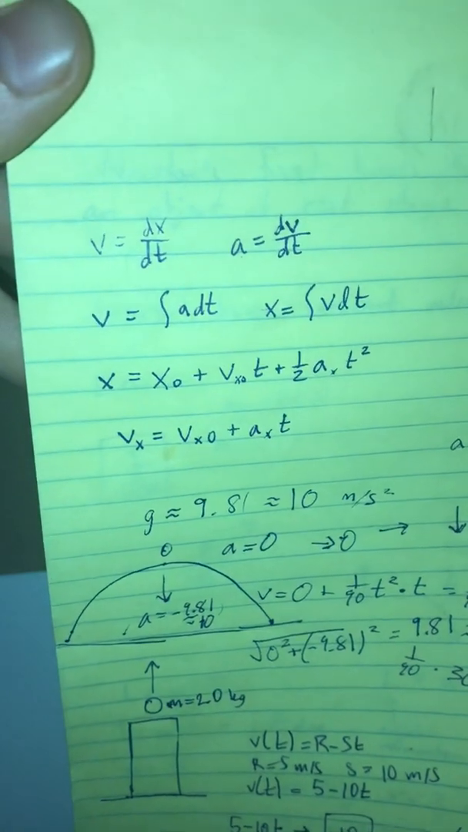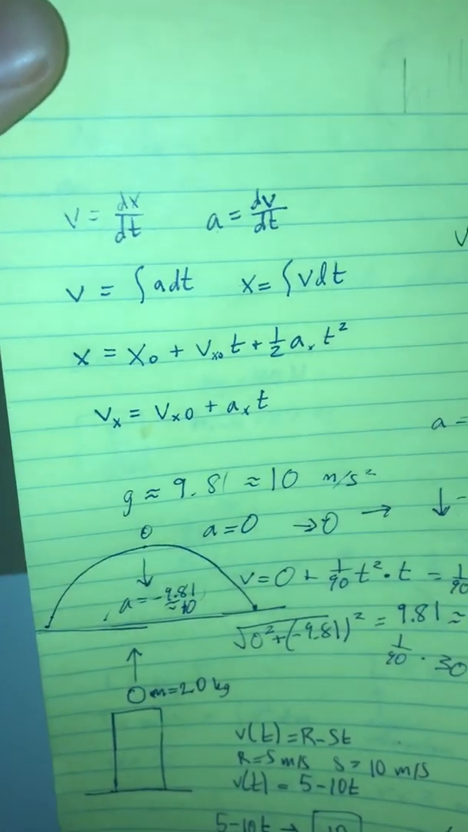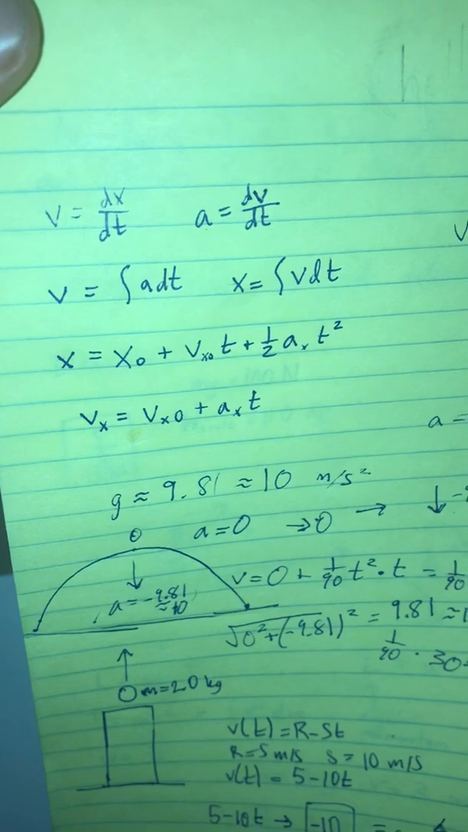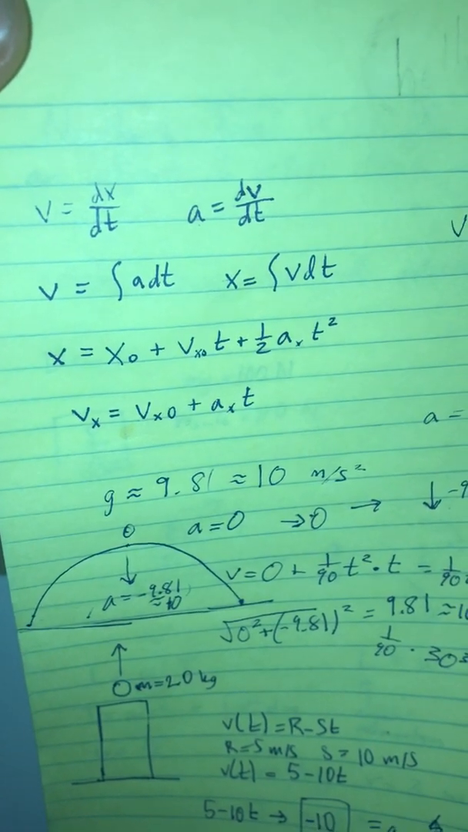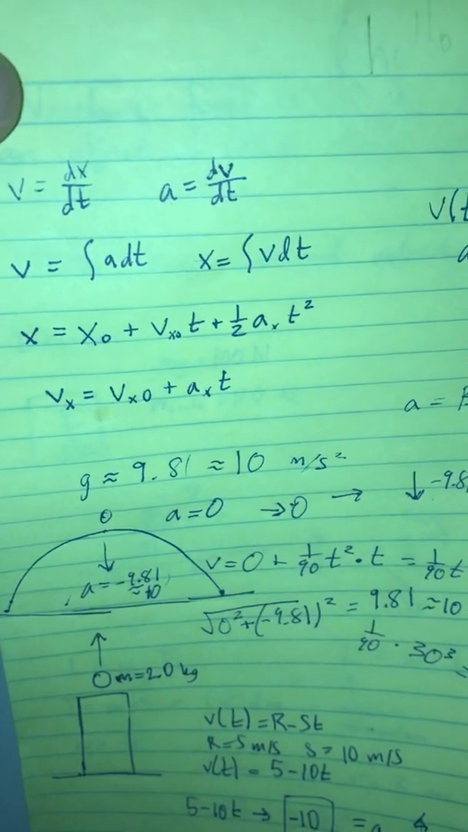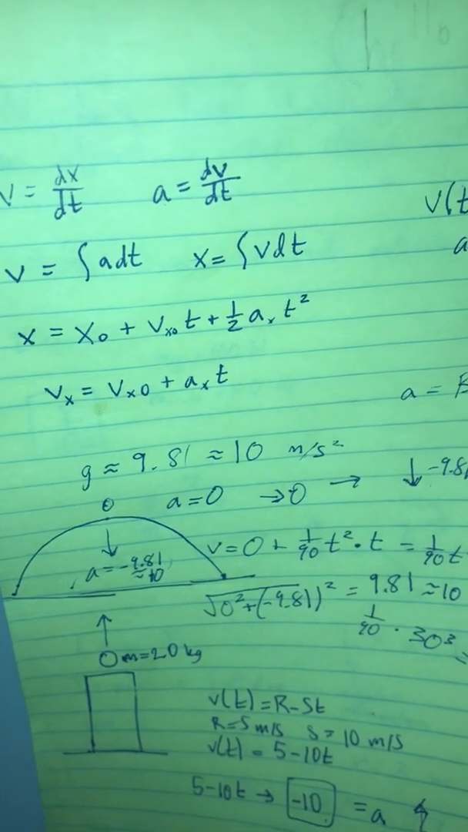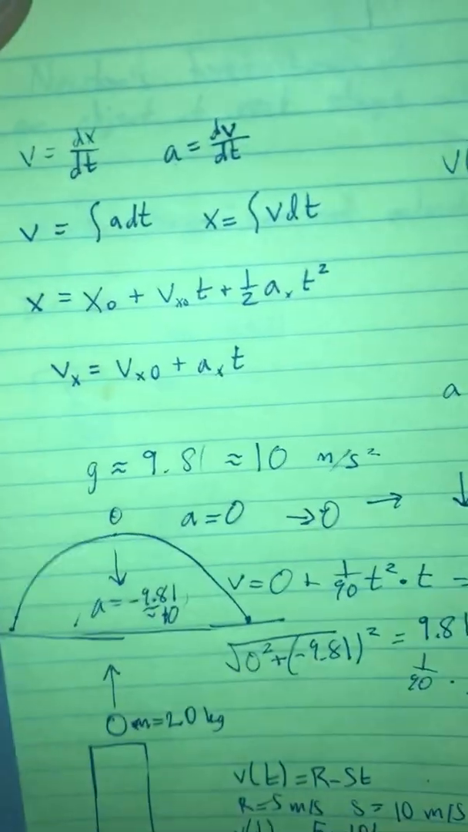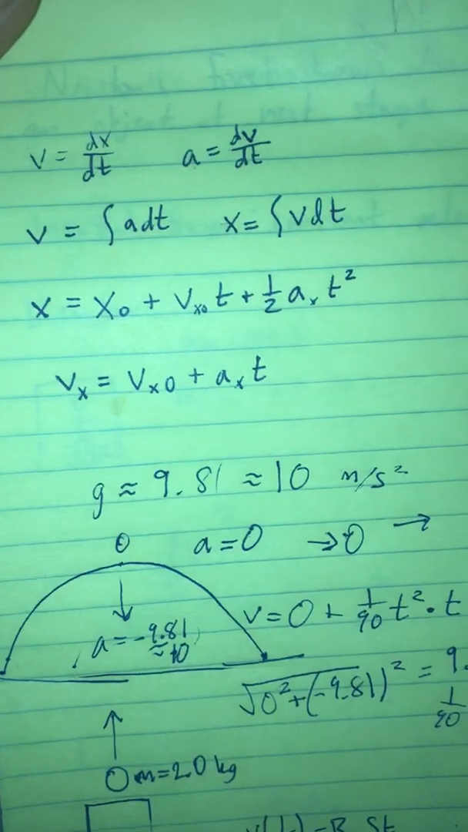So the derivative of x position or displacement is velocity, the derivative of velocity is acceleration, the integral of acceleration is velocity, the integral of velocity is displacement, and then we have our two little equations right here.